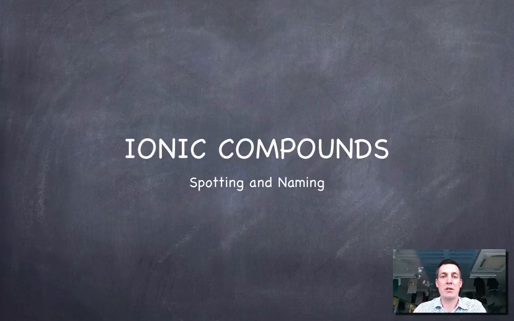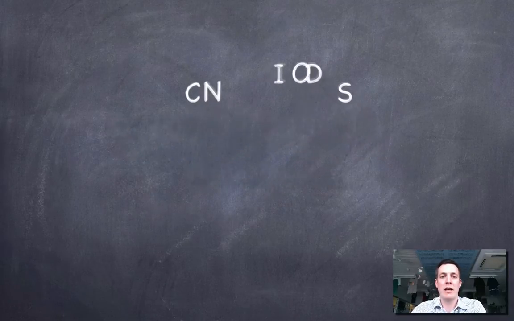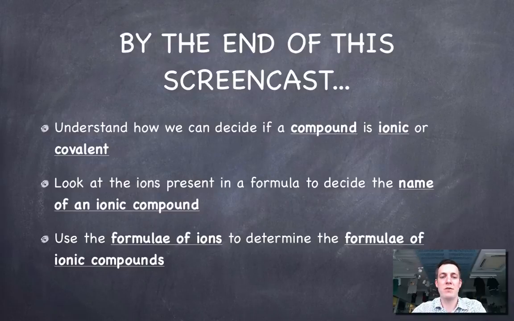This one makes some comparisons with the first film about covalent molecules, so hopefully you've seen that one before you watch this one. And hopefully, by the end of this film, you'll understand, again, how we can decide if a compound is ionic or covalent. We'll be able to look at the ions present in a formula to decide the name of an ionic compound. And you'll be able to use the formulae of ions to determine the formula of an ionic compound.